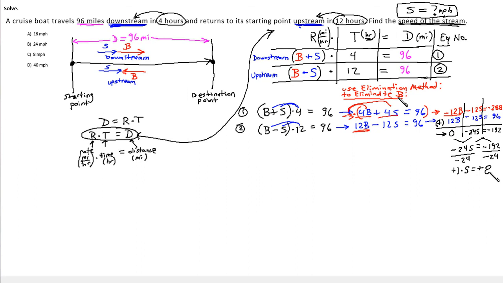And of course, this is the S we defined as the speed of the stream, and speed in this problem is being measured in miles per hour. So S is 8 mph, and the last thing we need to do is go up here now and select the appropriate response.